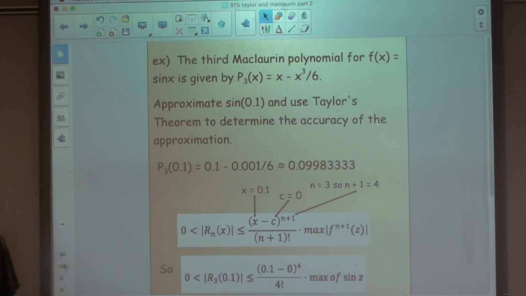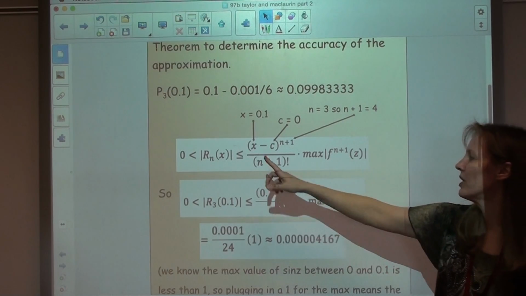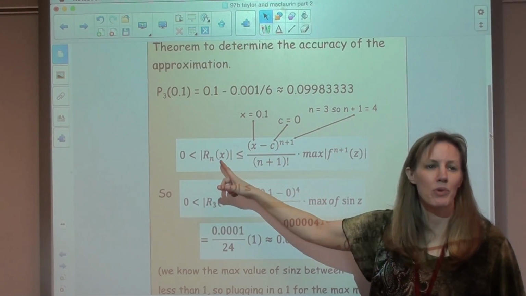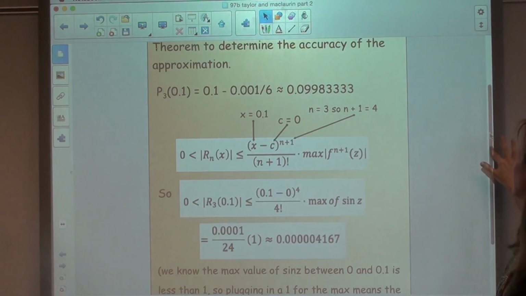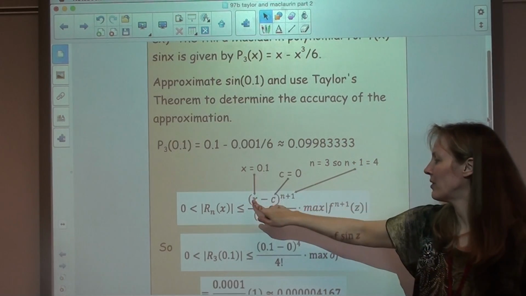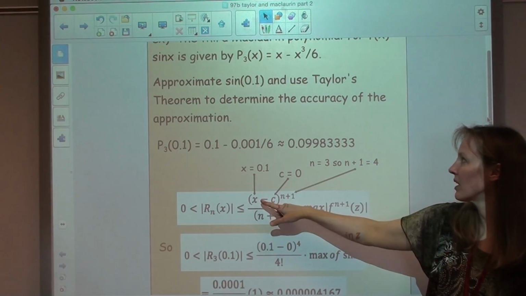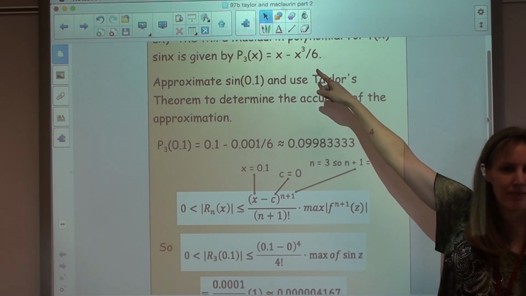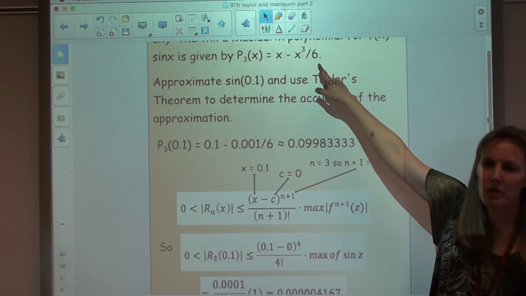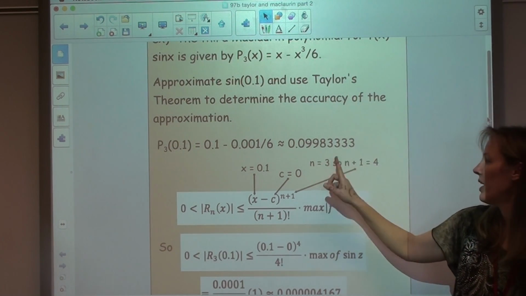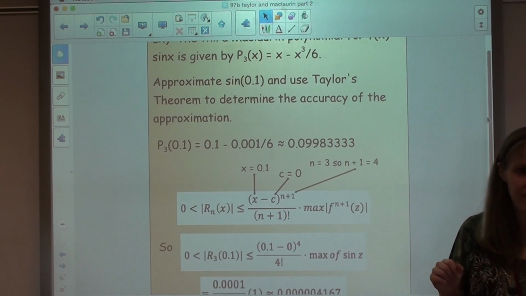Everyone okay so far? Okay. All right. Now we go to our error formula to determine how accurate this answer is. So the error formula says that the absolute value of the remainder, which is the error basically, has to be less than or equal to this formula. For this problem, our x, that's our input value. That's where we're finding the approximation. Right? So think of this as like a p of x, so our x is 0.1. Our c is 0. This is a Maclaurin polynomial. So our c is 0. This is a third Maclaurin polynomial, so our n is 3, which means our n plus 1 would be 4. So we'd have a 4 in each of these places.